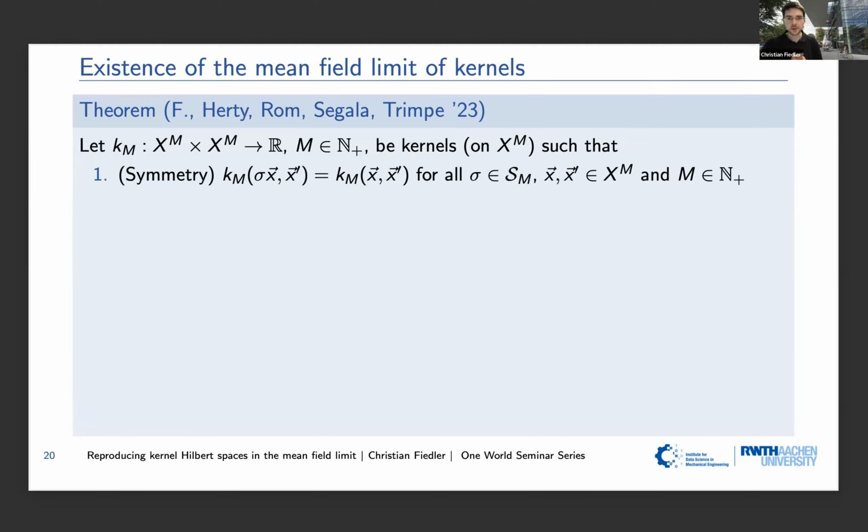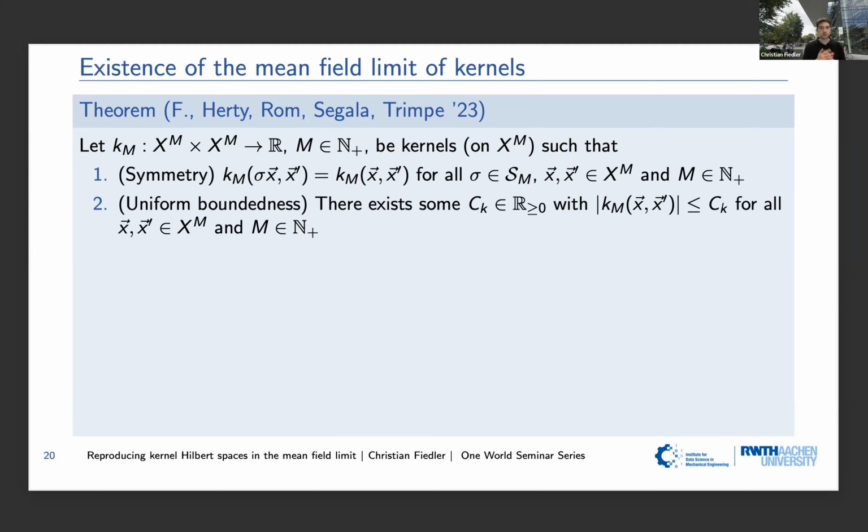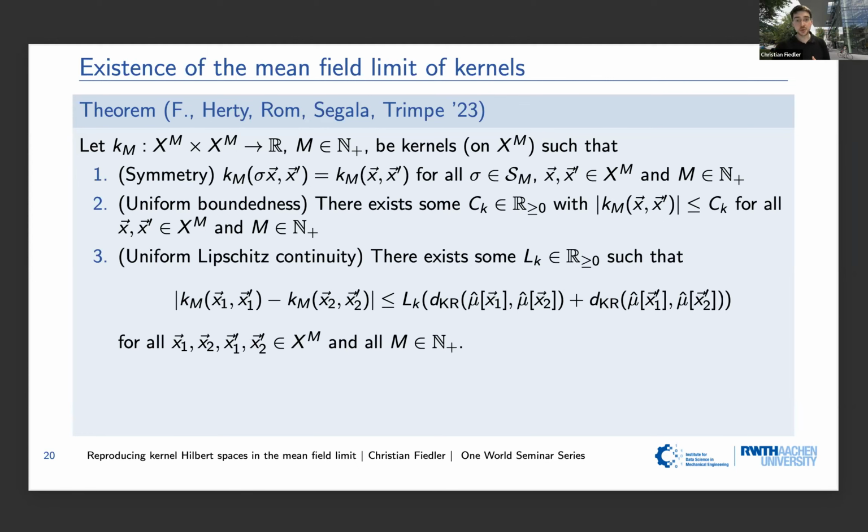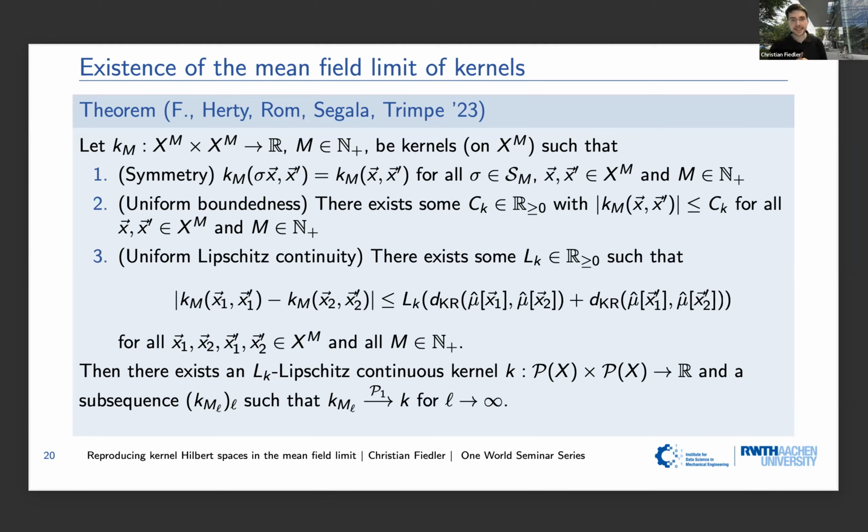Now, what about existence? In fact, we can directly generalize the existence result. So we once again need symmetry. It's enough to have this permutation invariance in the first argument. We also need uniform boundedness. And again, we also need uniform Lipschitz continuity, now in this form involving both arguments. Under these conditions, there then exists once again a limit function. This is a function on pairs of probability distributions. It's also Lipschitz continuous, obviously then also bounded. And we have a subsequence of our kernels which converges to this limit function. And very importantly, this limit function is again a kernel, and we call it the mean field limit kernel.